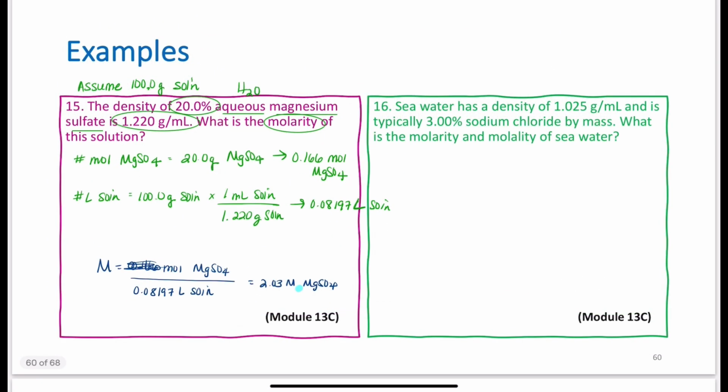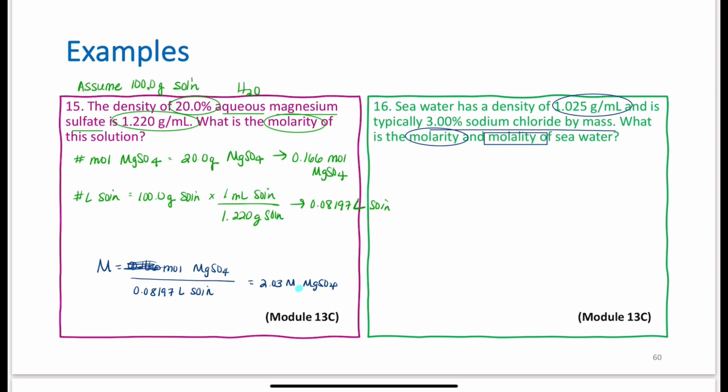So when I had a 20, okay, what about number 16? Seawater has a density of 1.025 grams per mL and is typically 3%, 3.00 for sig figs, percent sodium chloride by mass. What is the molarity and molality of seawater? Okay, well, I've got a density here. Typically 3% sodium chloride by mass. I want molarity and molality.